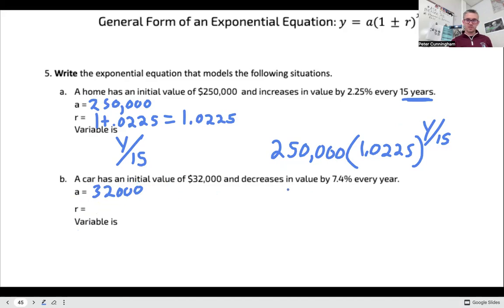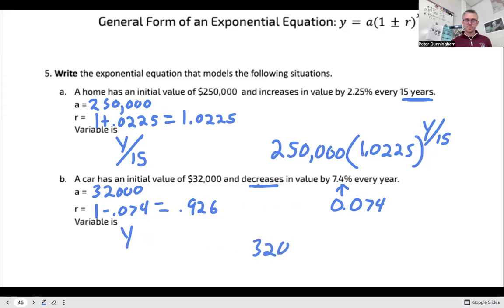Okay, so both of these are just asking for you to give an equation. 7.4%, that's like saying 0.074. Be very careful with those. Okay. We are decreasing in value, so we need to do 1 minus 0.074, which is 0.926. So what really happened is that decreasing by 7.4% leaves you with 92.6% of what you started with. This is happening every year, so we don't need to change it.